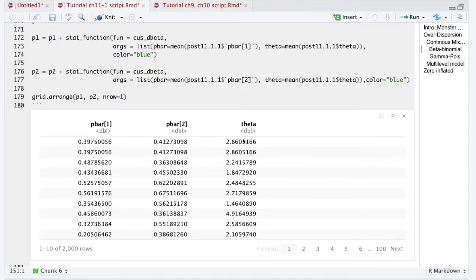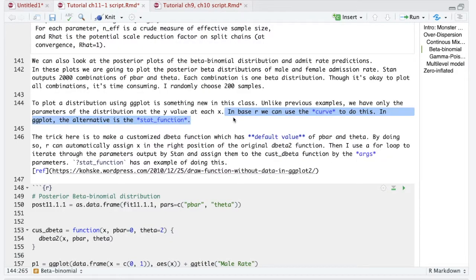Plotting a distribution using the parameters is something new for us. In previous chapters, if we want to plot a line, usually we will have the values on a lot of x and y combinations, and the line we draw is like connecting these dots of different xy combinations. But now we don't have these xy combinations. We only have the parameters for the beta distribution. In base R, we can use the curve function to do this. And in ggplot, the alternative function is called stat_function.